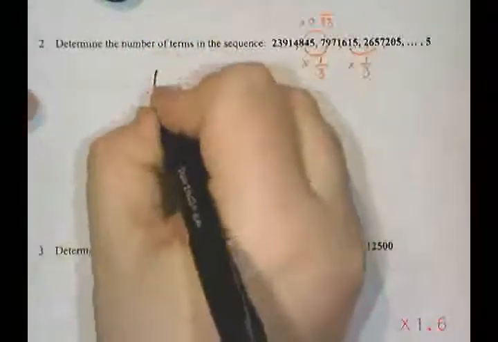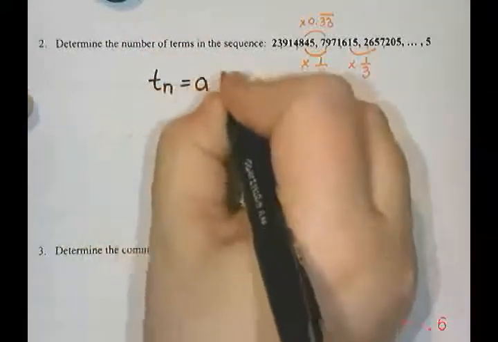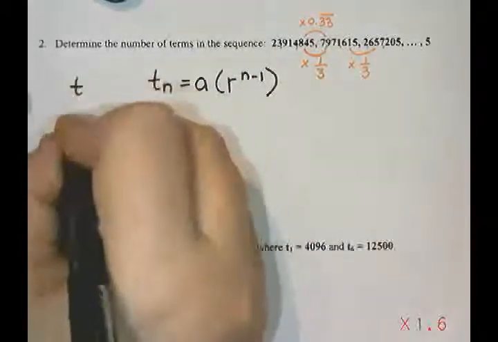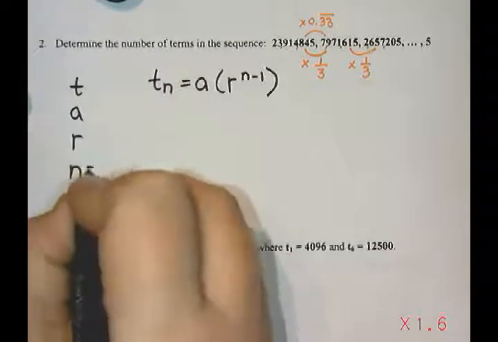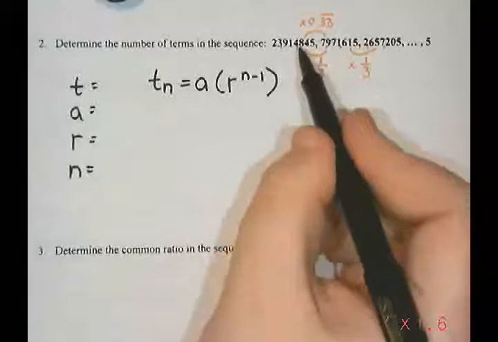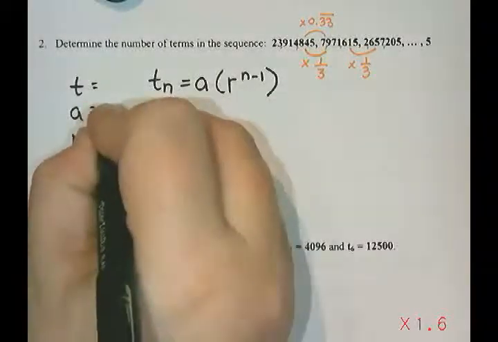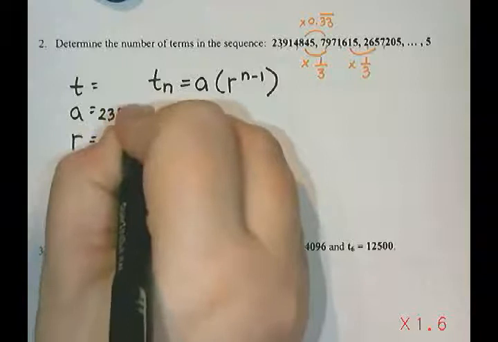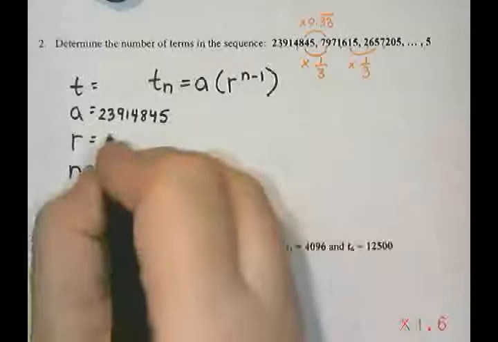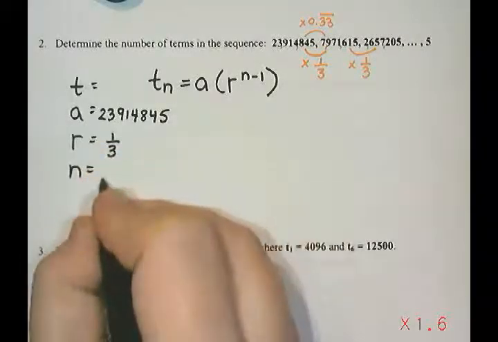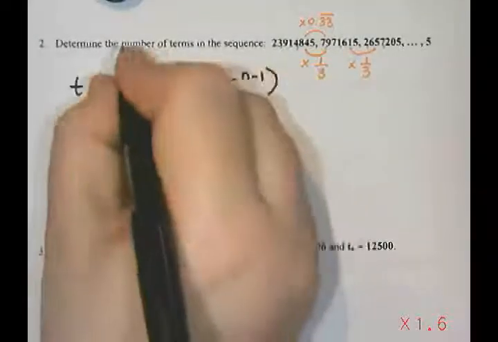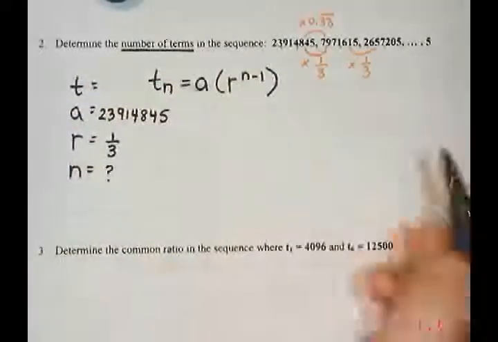So I'm going to use my formula, Tn equals A times R to the power of n take away 1. And I'm going to list my T, A, R, N. Now I know that A, that first number, is that really long number. It's the 23,914,845. R is going to be 1/3. N is going to be, well, I don't know. I'm not sure how many terms there are. That's actually what it's asked me to find. It wants to know how many terms there are.